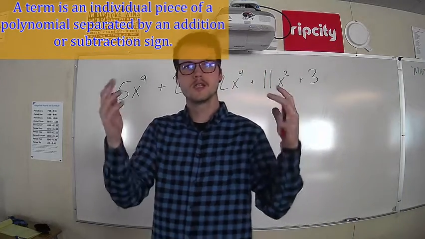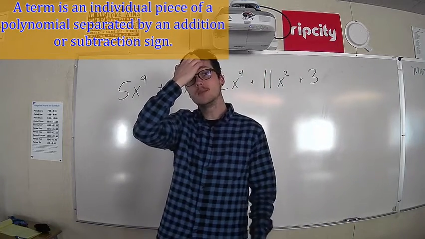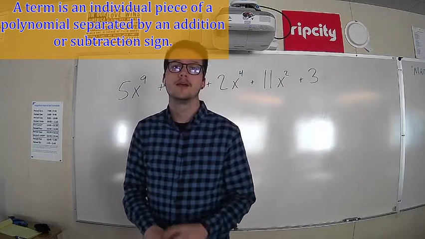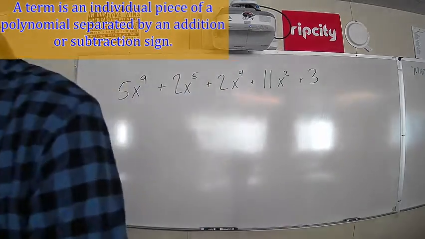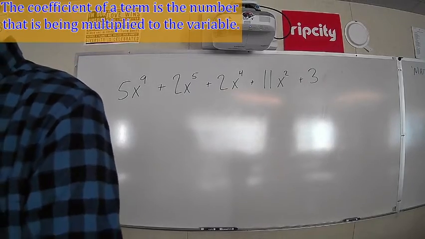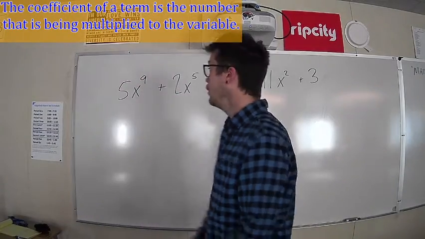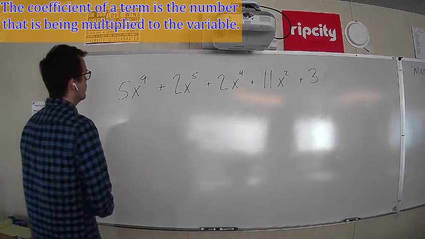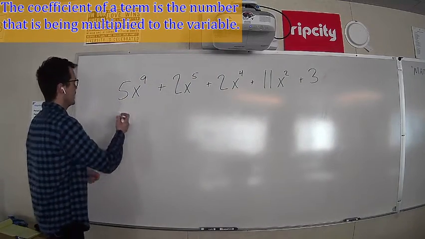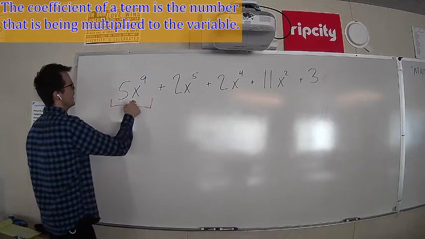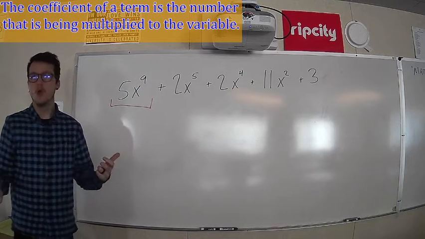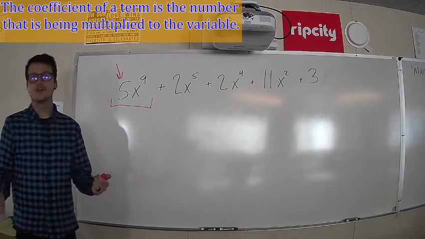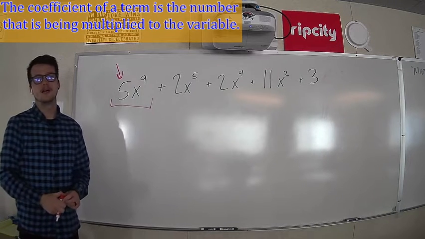So a term is just some expression. It could have numbers, variables, exponents, whatever. It's separated by addition or subtraction signs. Let's keep moving. A coefficient. A coefficient of a term is the number that's being multiplied by the variable. For example, this term 5x to the 9th has a coefficient. The coefficient is the 5. So that's the number in front of the variable, the number being multiplied by the variable.